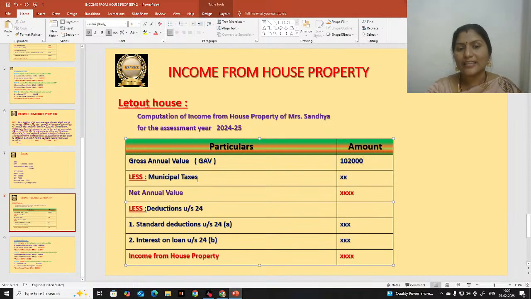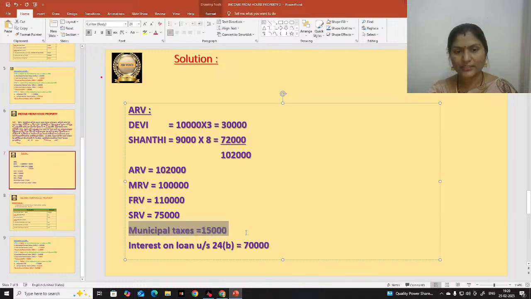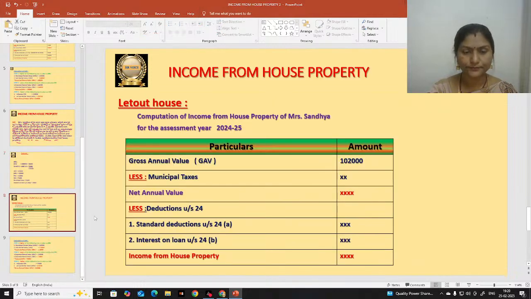Next, less municipal taxes. The municipal taxes rule is that if it is paid, then only we give it as a deduction. If it is due, don't allow it as a deduction. But in our problem nothing is mentioned about whether it is paid or due, so we can assume that it is paid and give it as a deduction. How much is it? Municipal taxes of 15,000 are given. So 15,000 we are going to allow as a deduction. Let us go and record it there.